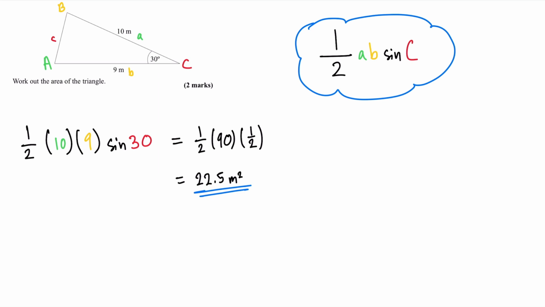This is a kind of question that you could get in your non-calculator paper because sine 30 is an exact trig value. If you haven't watched my video on exact trig values, I have a very good and very easy way of remembering them. So I'm going to link that video. I think it'll be very useful for you guys.